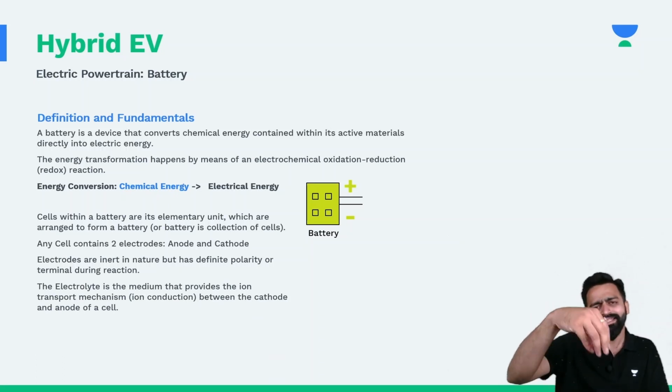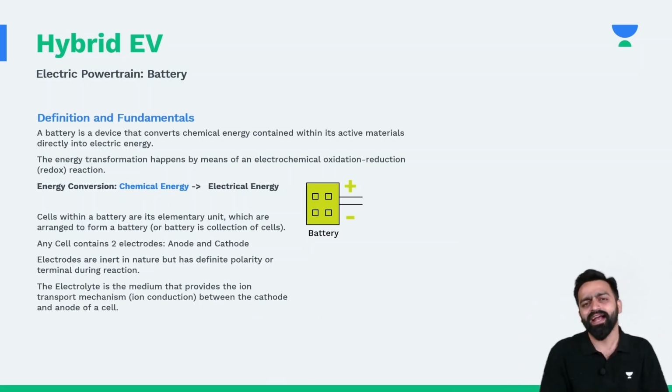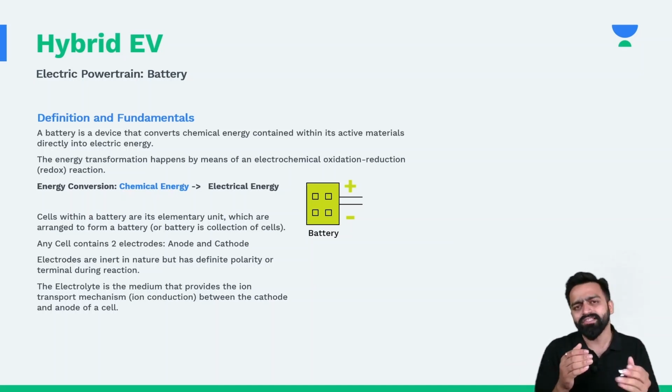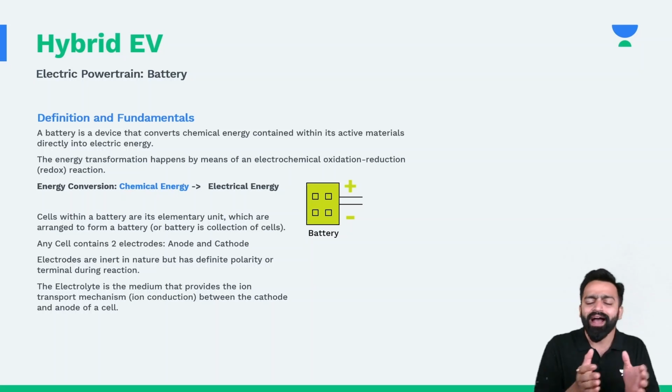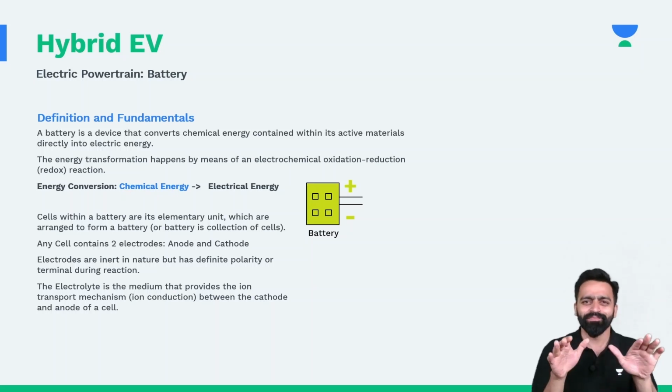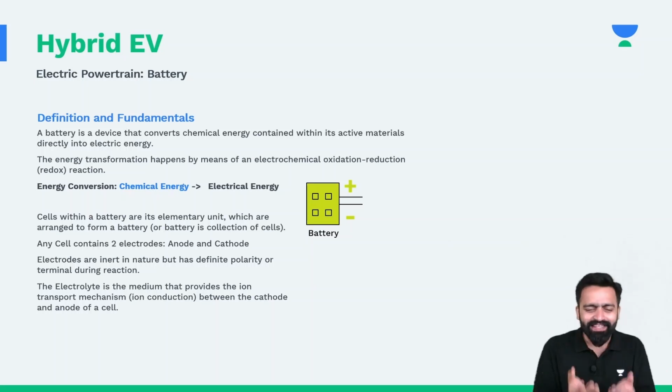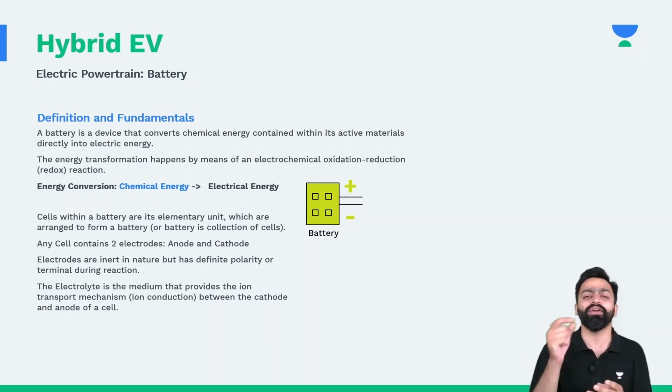So these electrodes are placed inside a solvent which is called as electrolyte, and electrolyte is a medium that provides the ion transportation mechanism. Like you are having river and in the river you want to do rafting. So water is what going to take you from one point to the other. In same way, inside the cell or inside the battery there is an electrolyte which is going to act as a media for transportation for electrons.